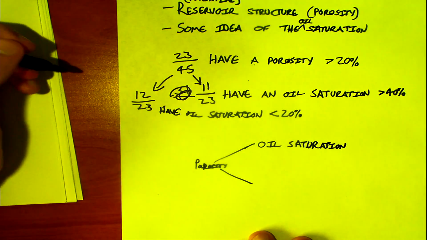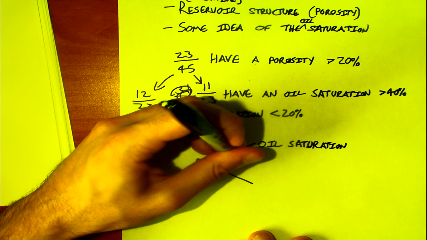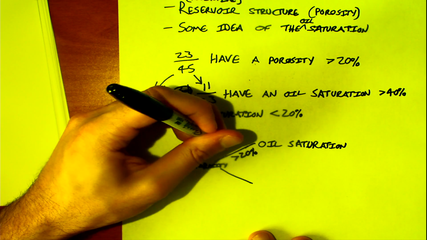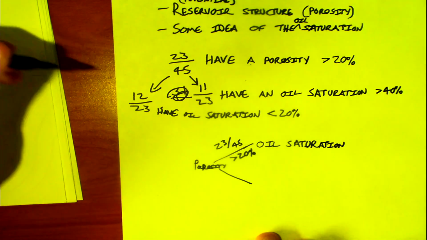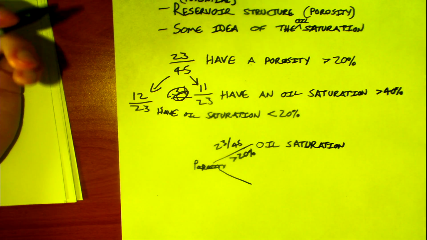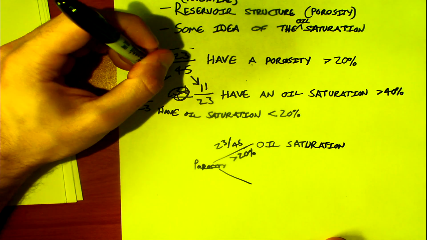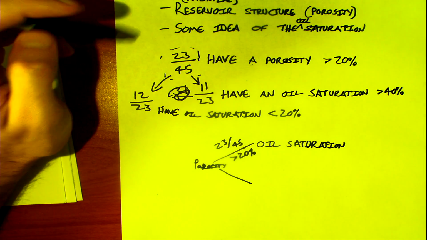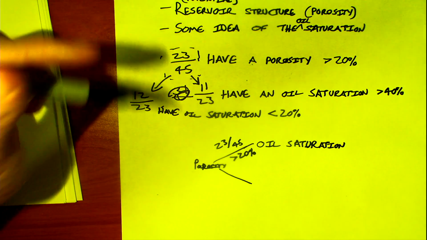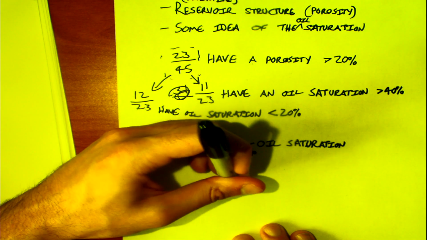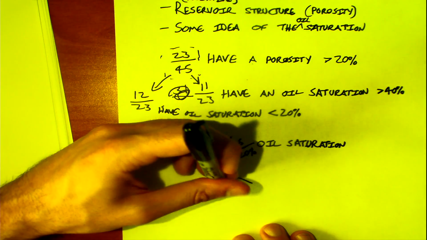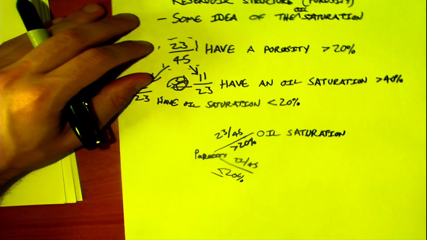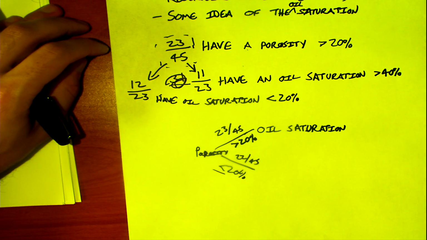Okay, so if the porosity is greater than 20%, we'll go on this one branch. We know that branch has a 23/45 chance of occurring based on the data that we've taken. Make sense to everyone? Okay, cool. Conversely, I can say that the opposite is true for the other branch.